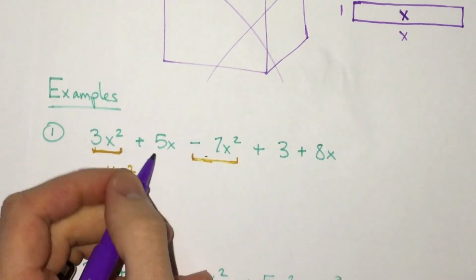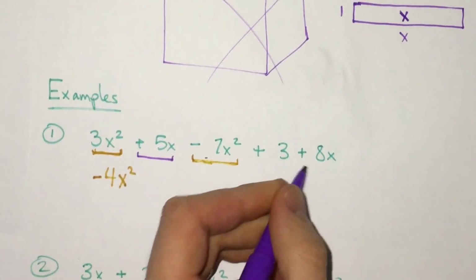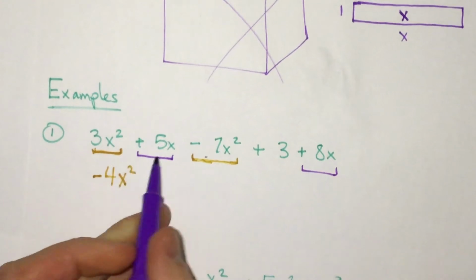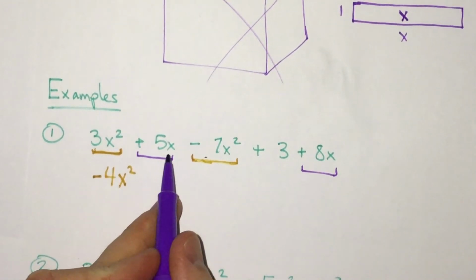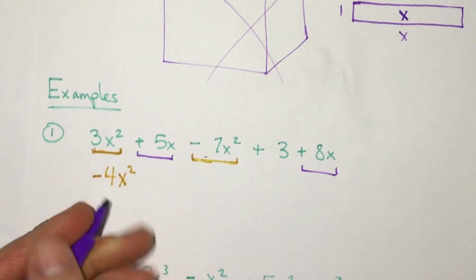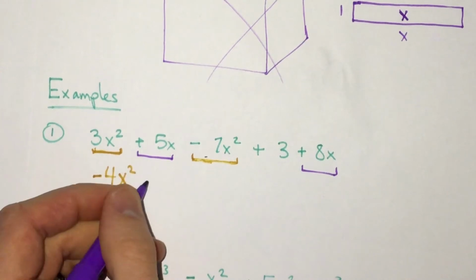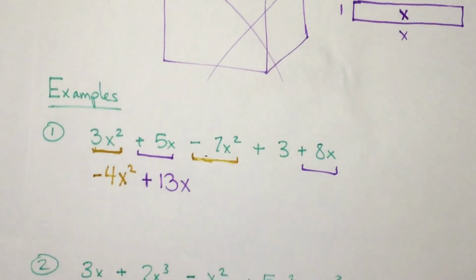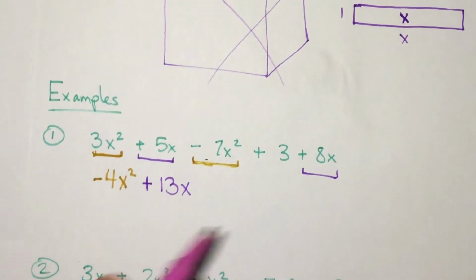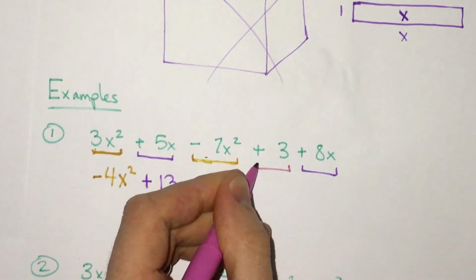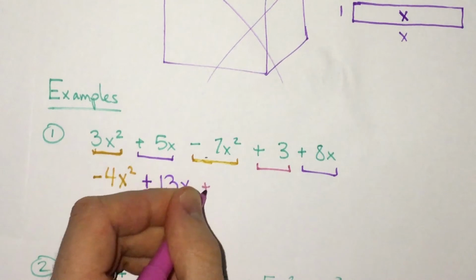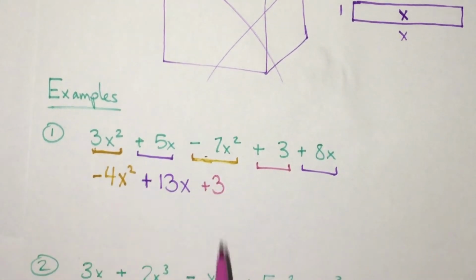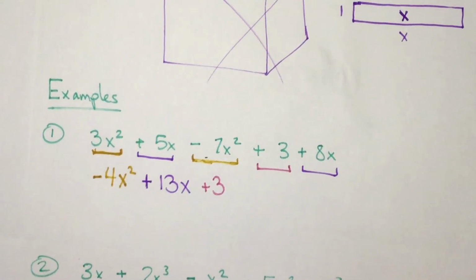Next, we can look one power lower. We have plus 5x plus 8x. Both of those are x to the 1 power, so they are like terms, and 5 plus 8 is 13, so we can say plus 13x. Then we can look at what's left. Here, it's just the number 3, so we can keep that. There's nothing to combine. So our final answer is negative 4x squared plus 13x plus 3.